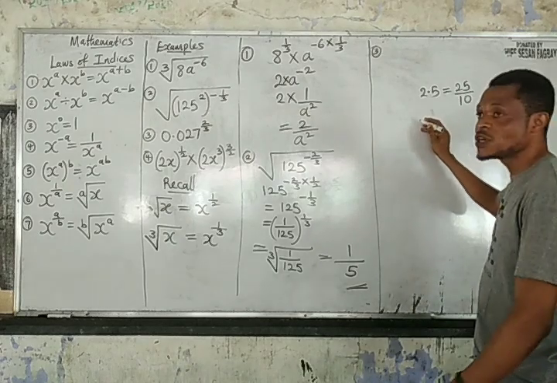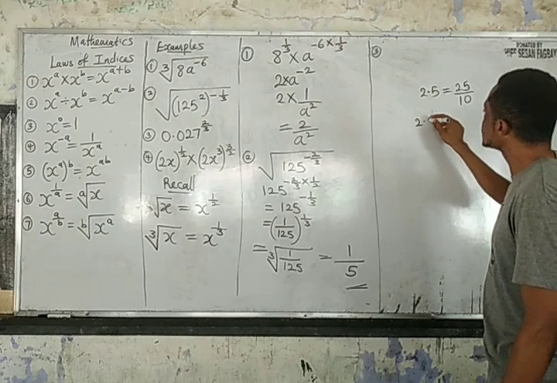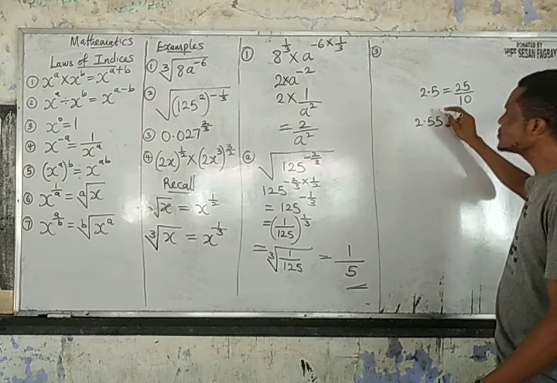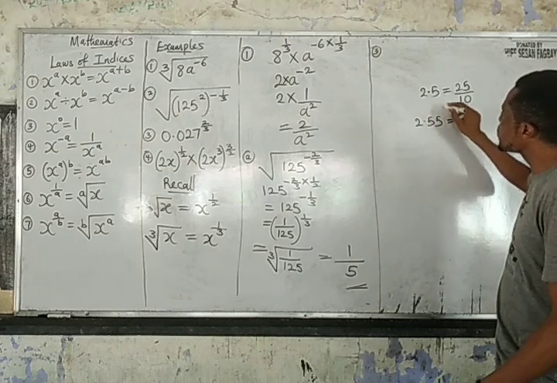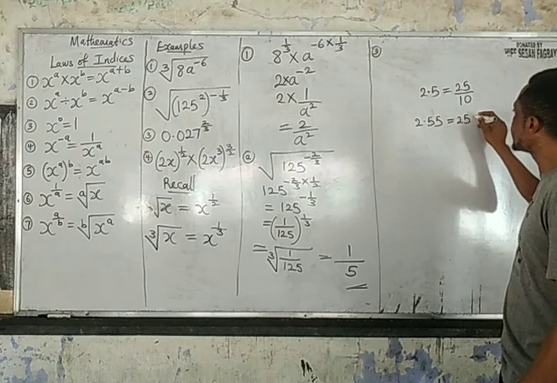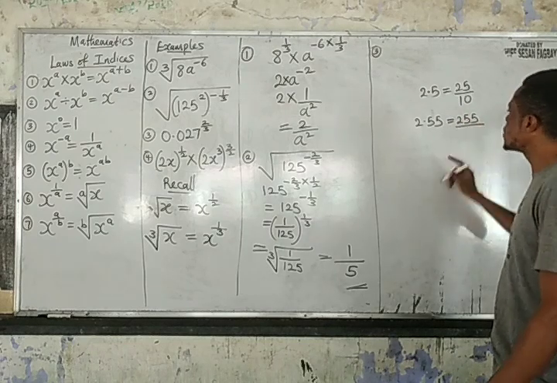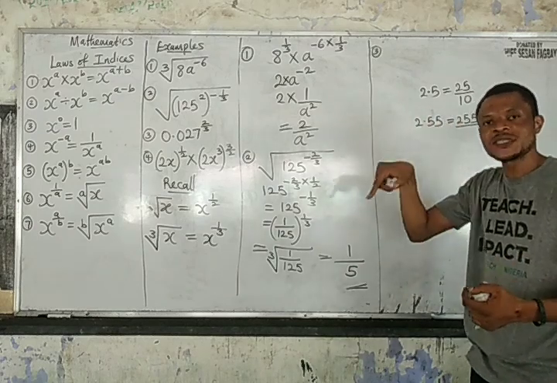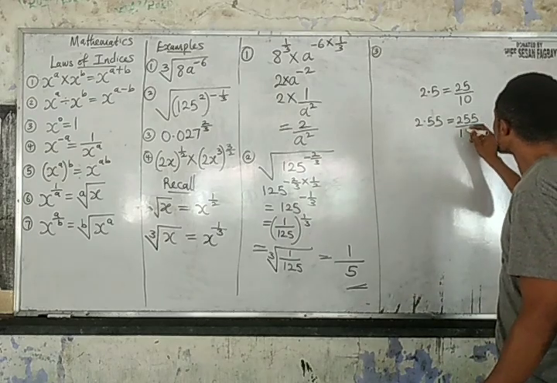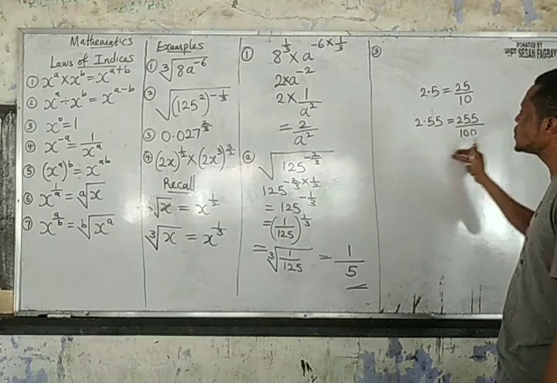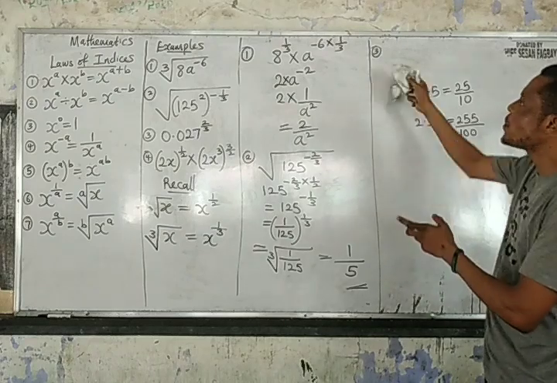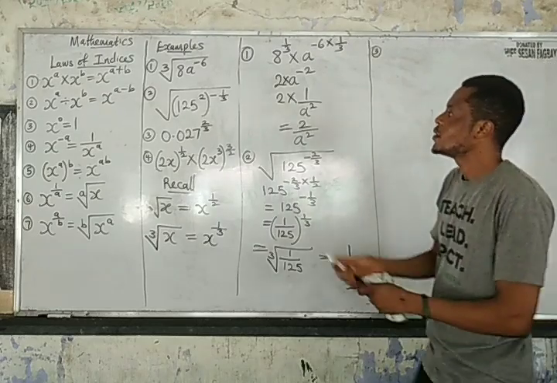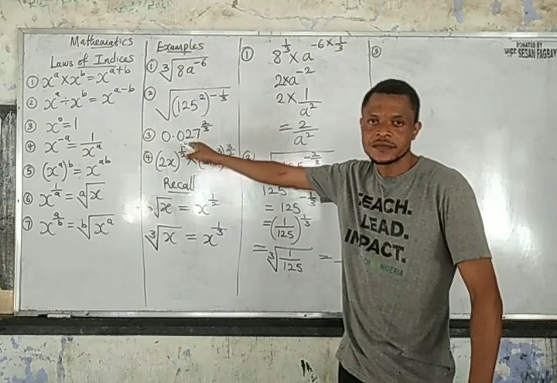Furthermore, let's assume the question was 2.55. We are moving it how many times? 1, 2. Because we have moved the point twice, it's going to become 255, all over 10 multiplied by 10, so we are going to have 100. By the time you punch your calculator, you have the same value. Now let's go back to the question. We have to convert our first one to a fraction.